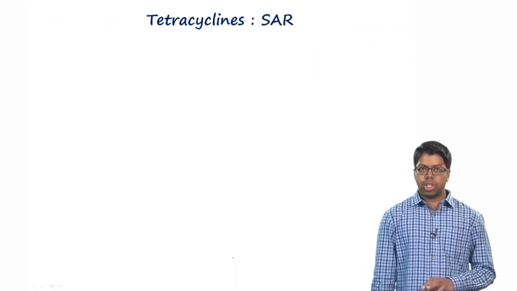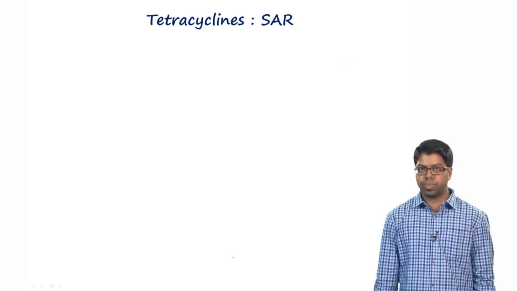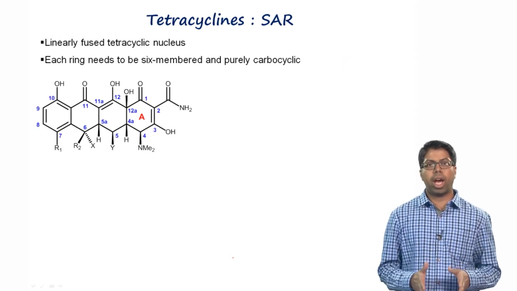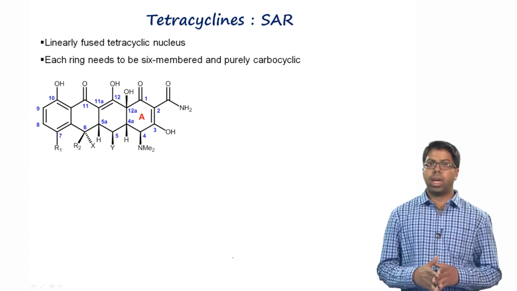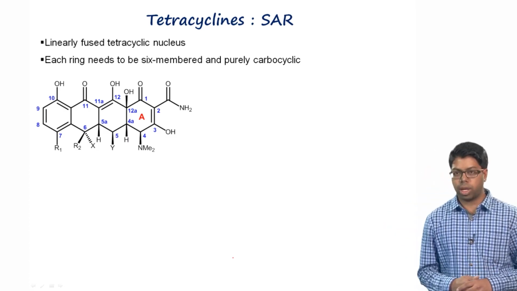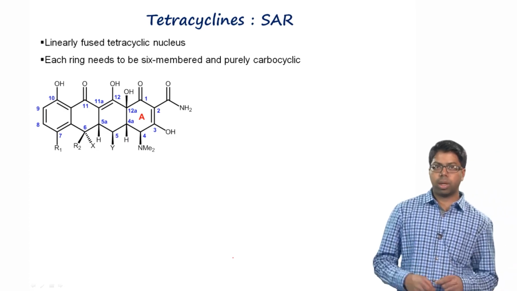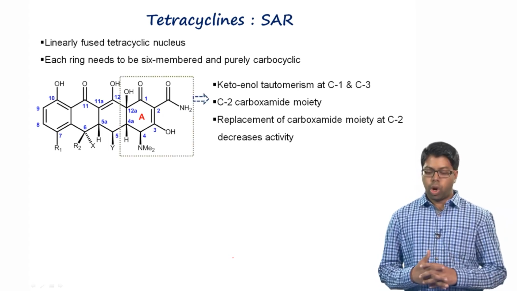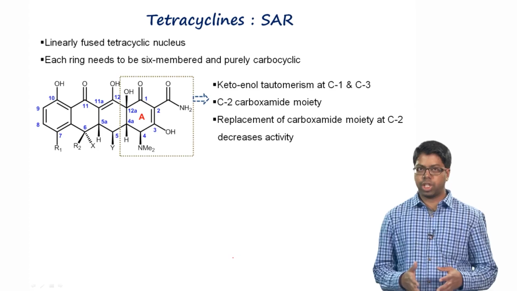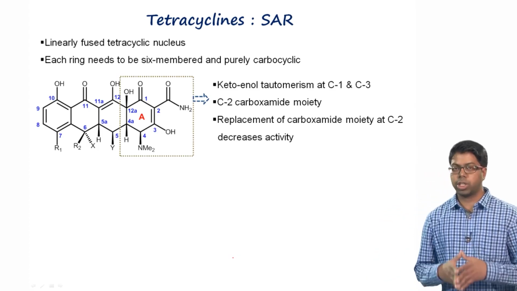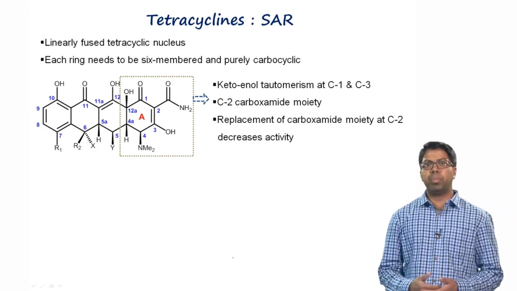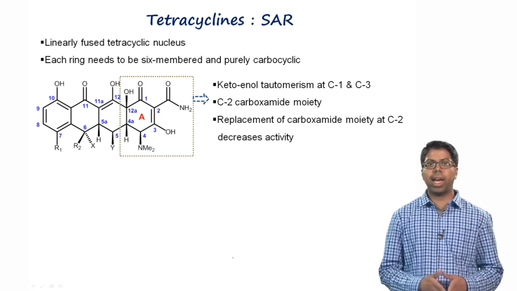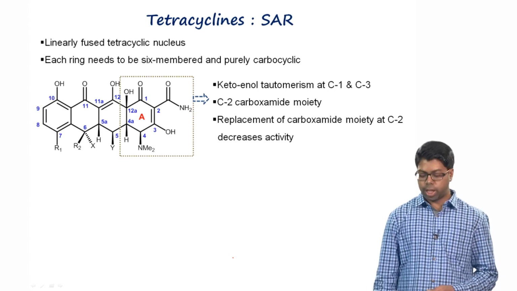Let us have a look at the SAR of tetracyclines. The characteristic structural feature of a tetracycline is four annulated 6-member rings, and each ring needs to be carbocyclic, meaning you cannot introduce any heteroatom in these rings, otherwise it will lead to loss of activity. The conjugated ketoenol tautomerism at C1 to C3 is essential. The carboxamide functionality at the C2 position is also essential. Replacement of this carboxamide functionality by any other functional group such as aldehyde or nitrile will abolish activity.